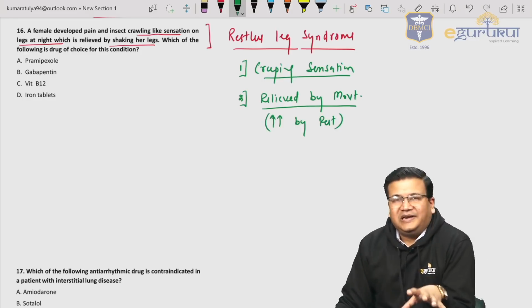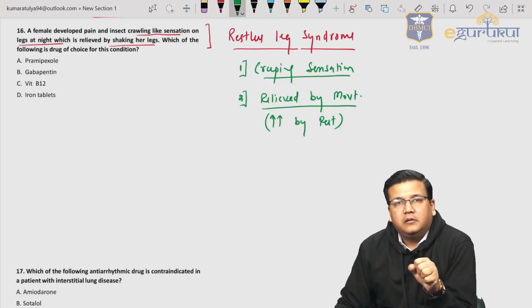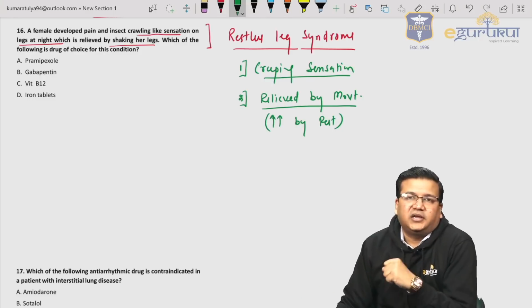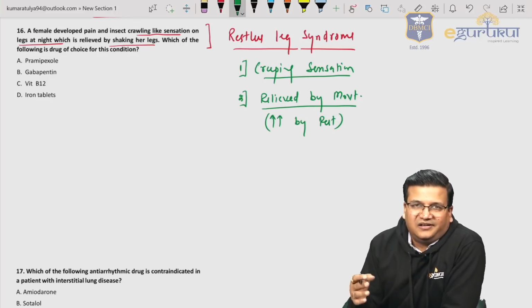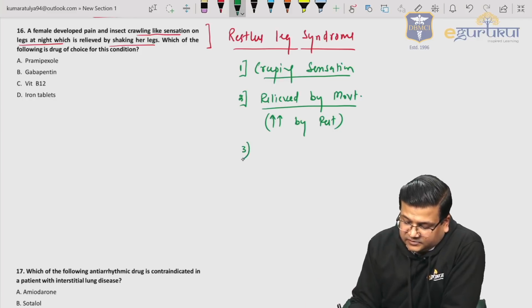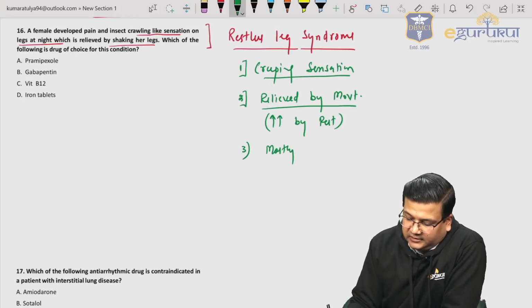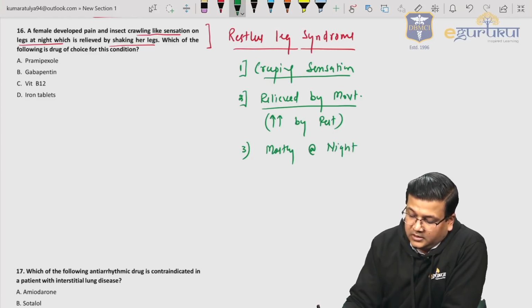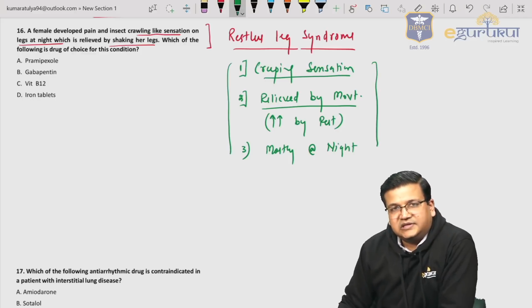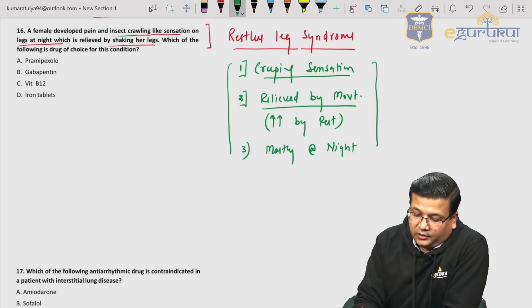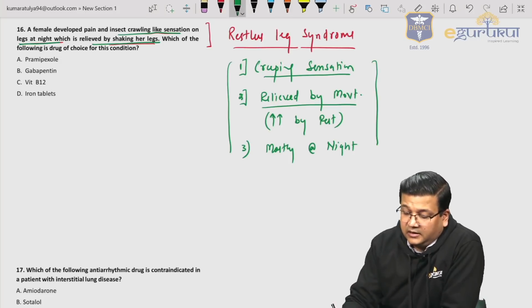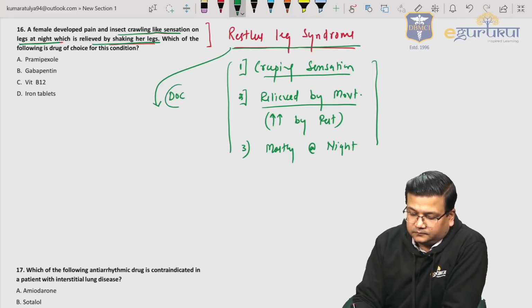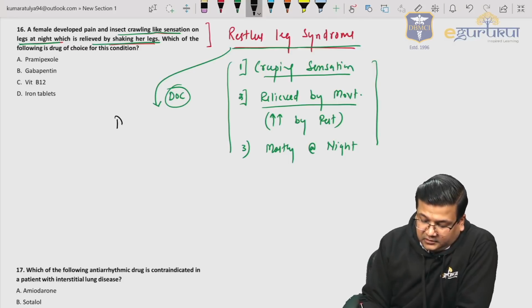So the patient has an abnormal creeping sensation in his or her leg, which is relieved by constant shaking or moving the leg and worsened by rest. So the patient is always moving his legs, that's why the term restless leg syndrome, and the symptoms occur mostly in the evening or night. So these are the three principal features of restless leg syndrome, and all three are given: insect crawling like creeping sensation in legs at night, relieved by shaking her legs. So a classical presentation is given, the diagnosis is very certain, restless leg syndrome. What is the drug of choice? The drug of choice is simply a D2 agonist.